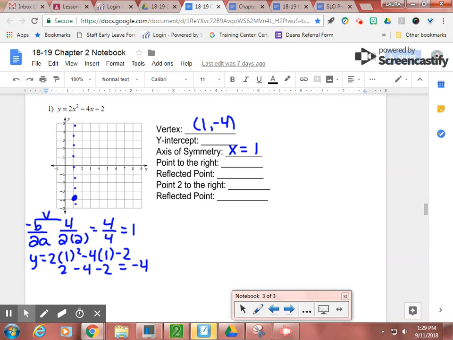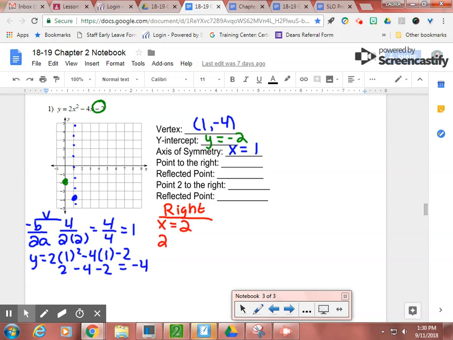So now our next part is to look and see if we can graph the y-intercept. Well, the y-intercept is your c value. So the c value in this case is y equals negative 2. So on our graph, I go to negative 2, and that's where it hits the y-axis, which will probably end up being another one of our points also. Okay, a point to the right. So if my vertex is at x equals 1, a point to the right is going to be at x equals 2. That's directly to the right of that.